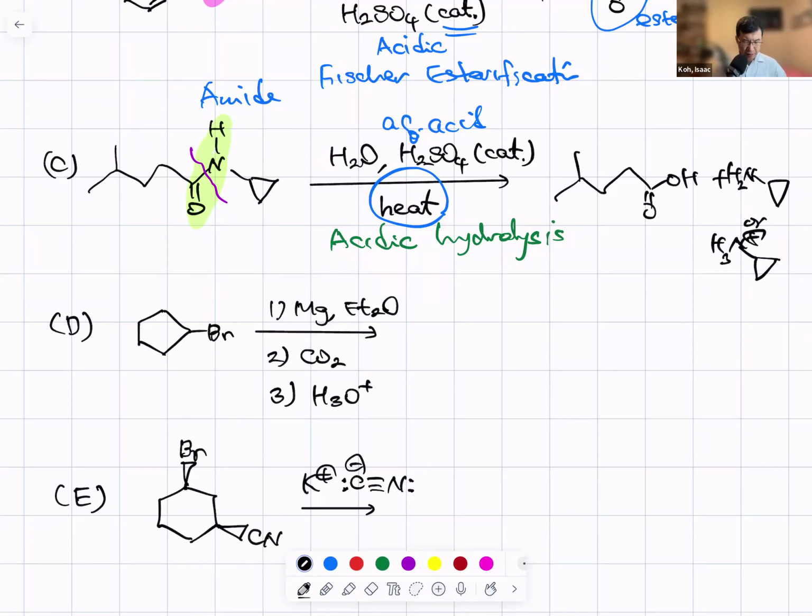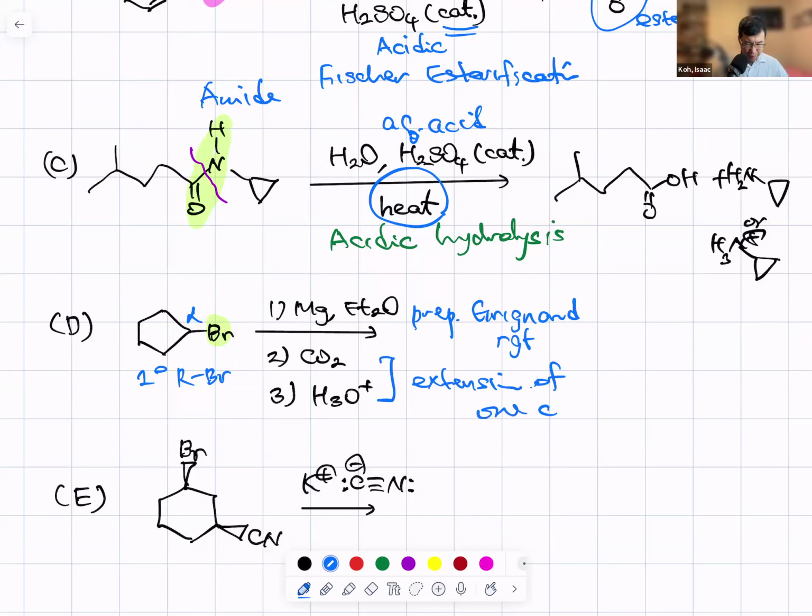Okay, and D, we have a bromine alkyl halide right there. Let's go into the alpha carbon. This is a secondary alkyl bromide, and we are using magnesium in diethyl ether solvent. So this is the preparation of a Grignard reagent. Grignard reagent and dry ice, followed by acidic workup. This is an extension of the carbon skeleton by one carbon, plus making a carboxylic acid.